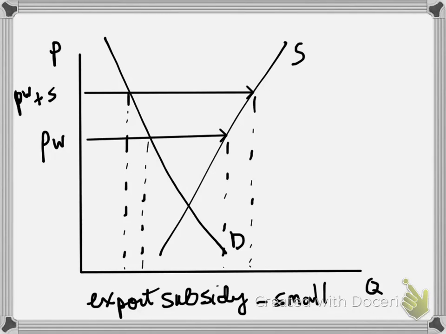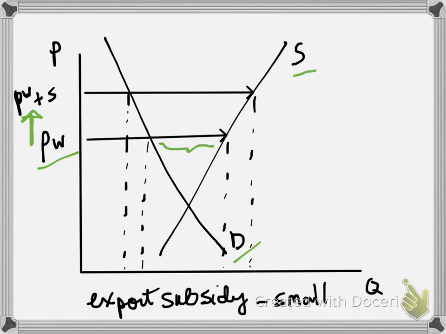Let's take a quick look at the effects of an export subsidy. We have our supply curve and demand curve for an industry where the world price means that the country is an exporter. So initially exports are this amount. The country's government, for whatever reason, decides to put a subsidy of S, and so domestic producers now receive PW plus S when they export.